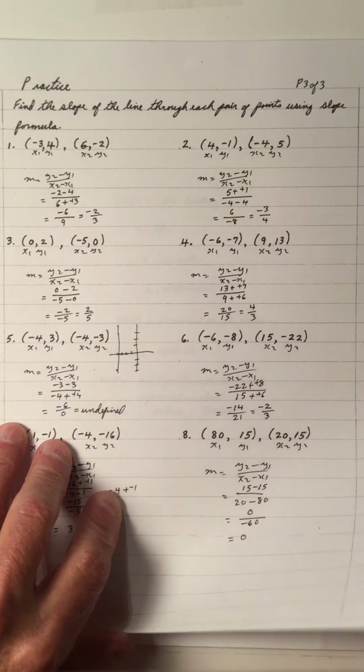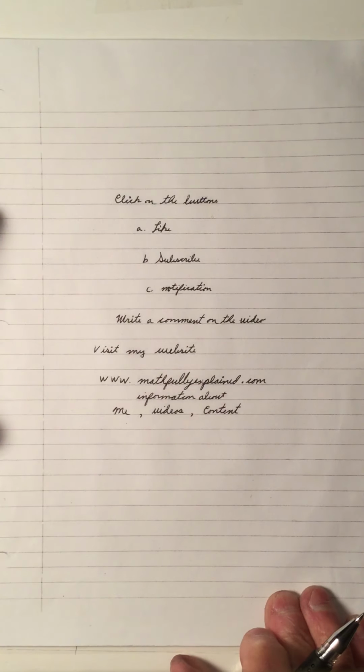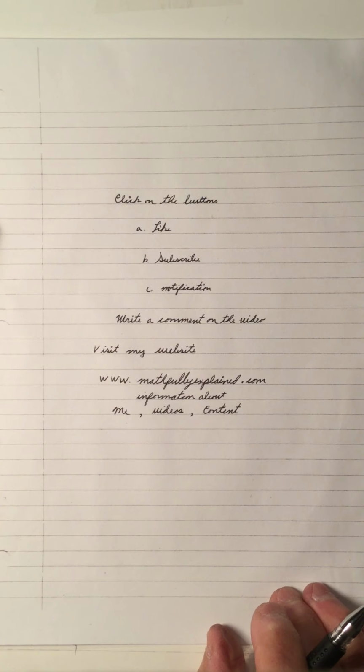So that brings us to the end of this video. Practice, practice, practice makes perfect. I hope you did well. Hope you understand how to do the slope of a line when you're given the coordinates of the 2 points.